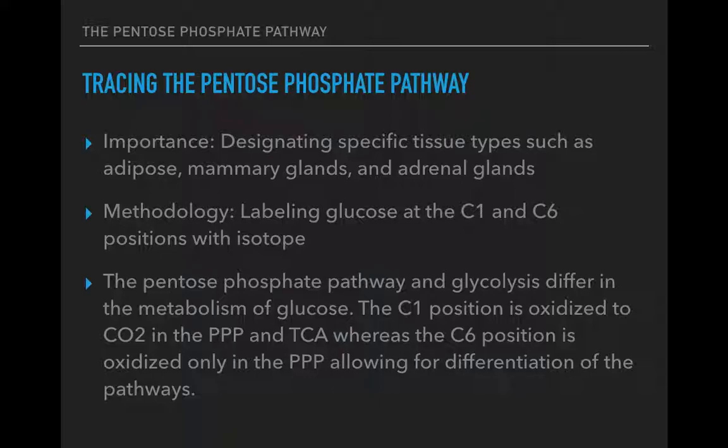And so an important way to trace the pentose phosphate pathway is through labeling glucose at C1 and C6 positions with different types of isotopes. This is important because it can be used to designate specific tissue types such as adipose tissue, mammary glands, and adrenal glands. This can also be used to differentiate between the pentose phosphate pathway and glycolysis. This is because the C1 position is oxidized to carbon dioxide in the pentose phosphate pathway and in the TCA cycle, whereas the C6 position is oxidized only in the TCA cycle, allowing for the differentiation of the two pathways.